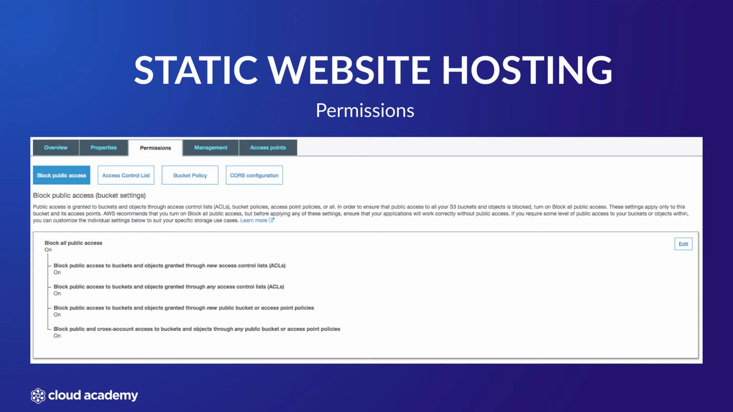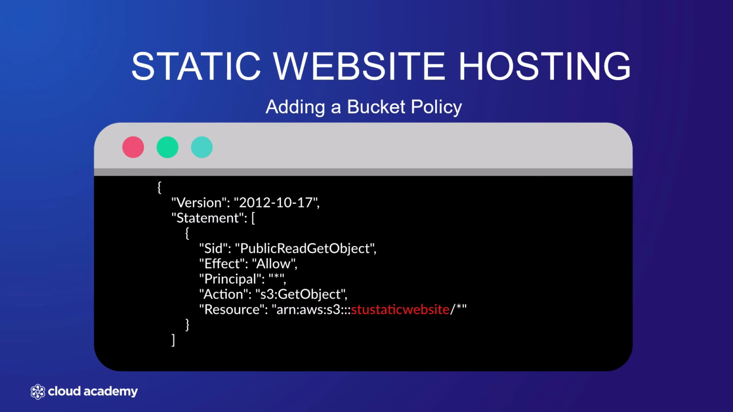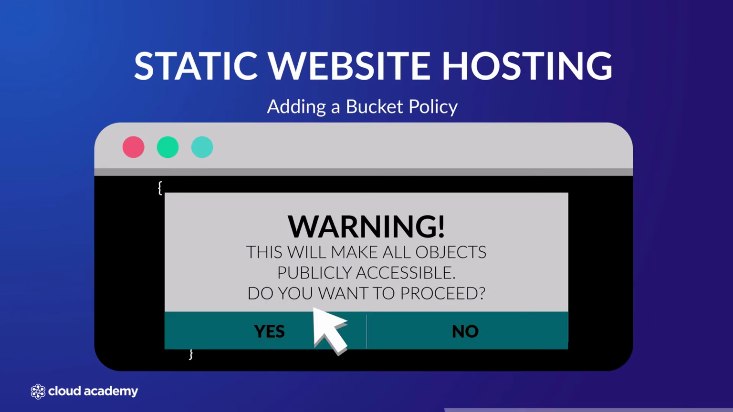Once your bucket is publicly readable, you will then need to add a bucket policy to allow the public to read your objects within your bucket. So to do so, you need to select the Bucket Policy tab from within the permissions of your bucket and enter the following policy, replacing the text in red with the name of your bucket being used for your static website. This policy allows everyone to have the action of S3 get object from your bucket hosting your website. And you'll be notified via a warning that this will make all objects publicly accessible. Accept the warning as this is the outcome that you're trying to configure.